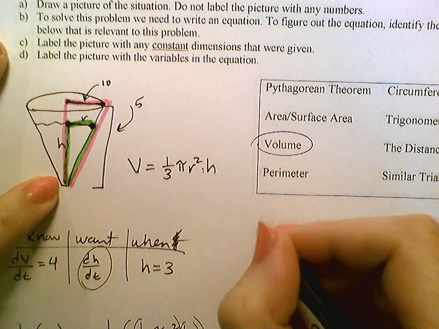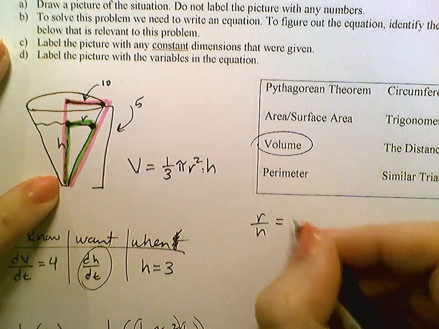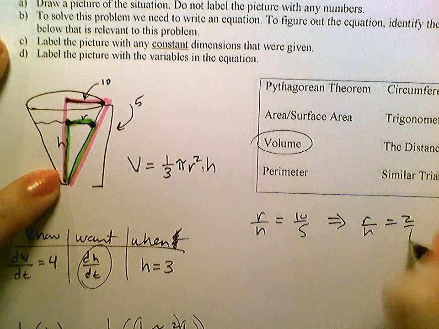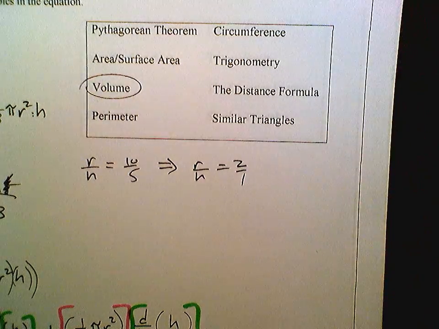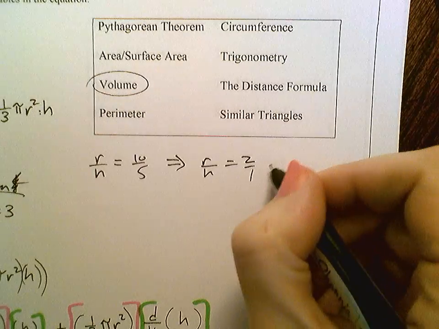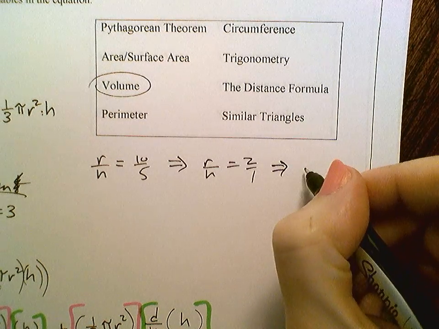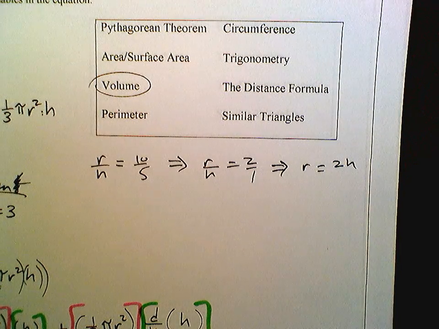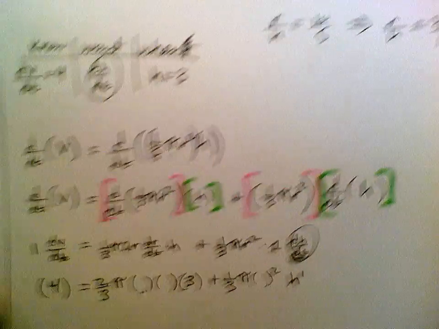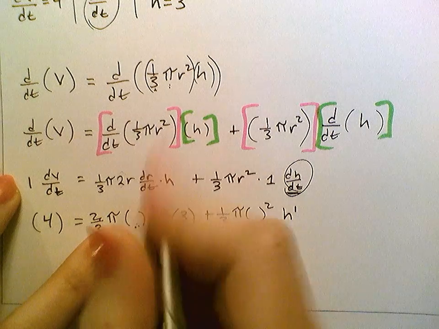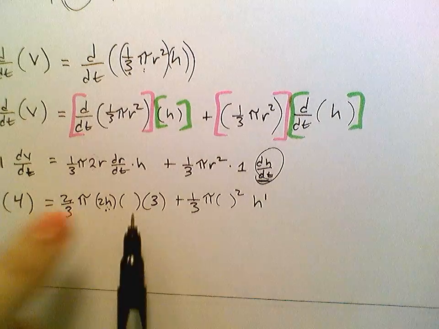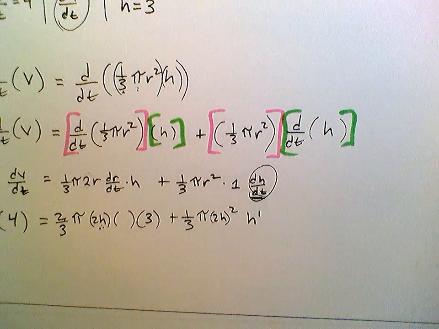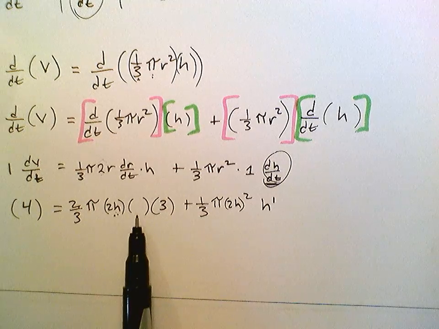So I've got r over h equals 10 over 5, and you could have set it up differently. The proportion is 2 over 1, and then I get that r equals 2h by cross multiplying. So wherever I had an r, I could put a 2h in. So this r here, I can put 2h in there. That was r prime. This r, I could put 2h in there. Now, I still need to plug in for r prime, though.